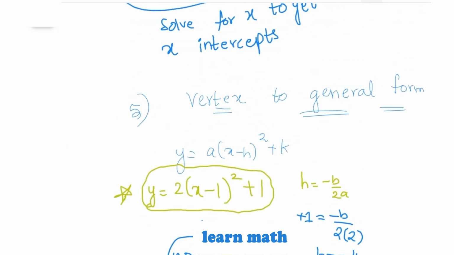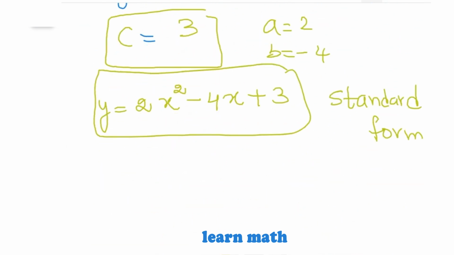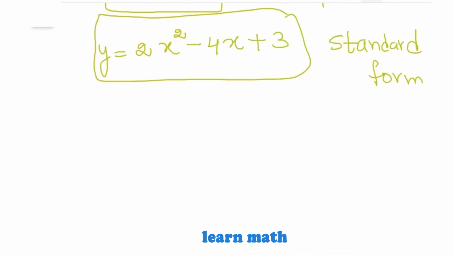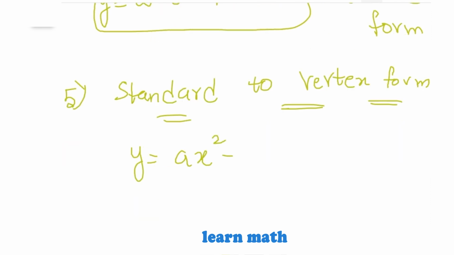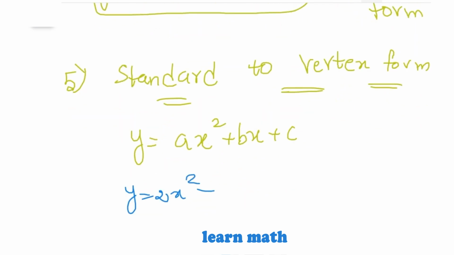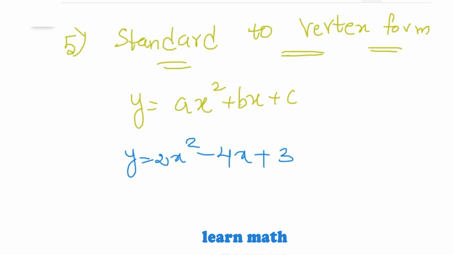Now let's discuss standard to vertex form. Standard form or general form, it is the same thing. So let's say y is equal to ax squared plus bx plus c. From here we have to form the brackets. Let us consider this example: 2x squared minus 4x plus 3. How do we get the vertex form?